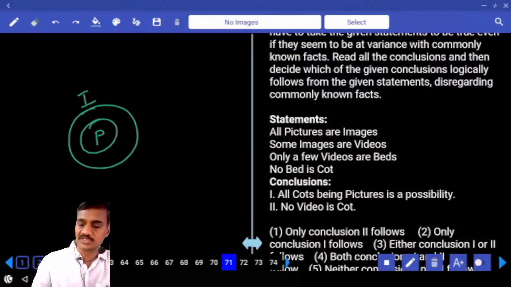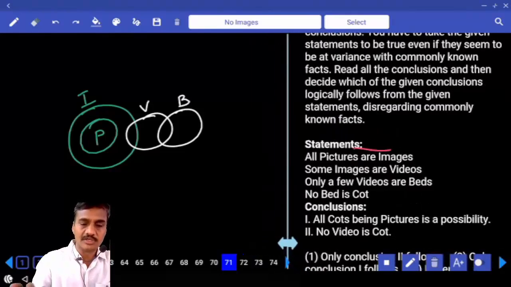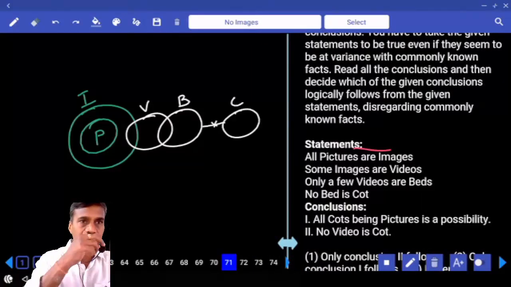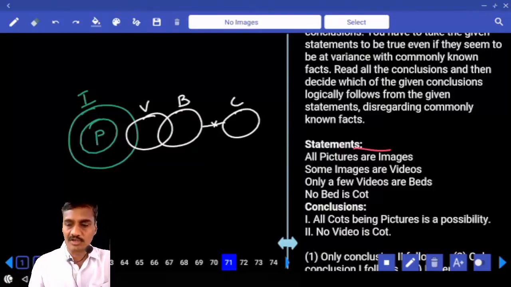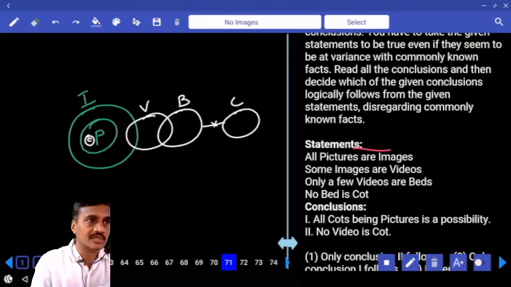And some of the images are what? Some images are videos. Now some of the images are videos and only a few videos are beds, and some of the videos are bed and no bed is a cot. No bed is a cot, no intersection between bed and a cot. Then first one, all cots are pictures is a possibility. All cots are pictures. Is it possible or not? Yes.